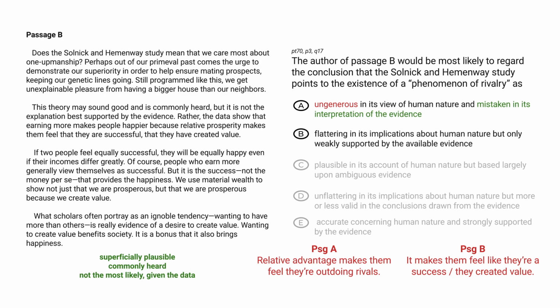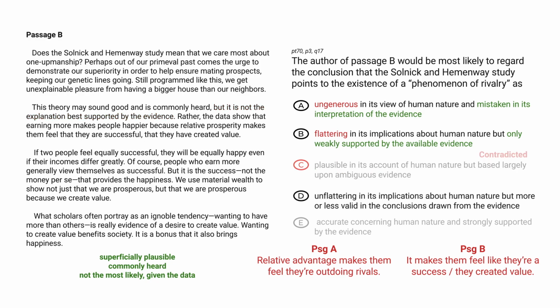Similarly with B, the back end sounds like it's wrong. It's only weakly supported by the available evidence. C doesn't clearly say that calling it rivalry is wrong. It's saying, well, the evidence is ambiguous. But that's really contradicted because our author is saying, no, there is an explanation that is best supported by the evidence.